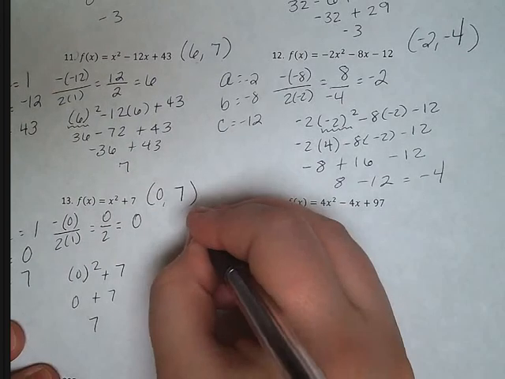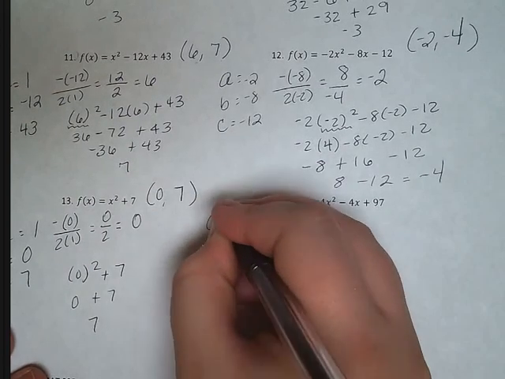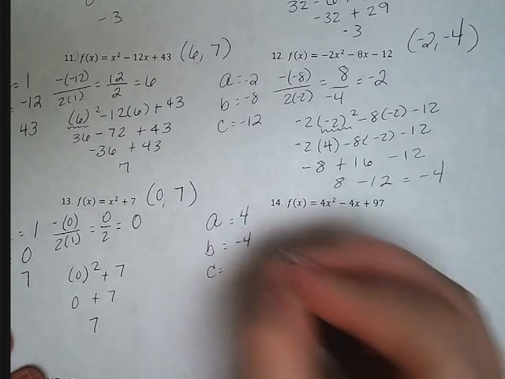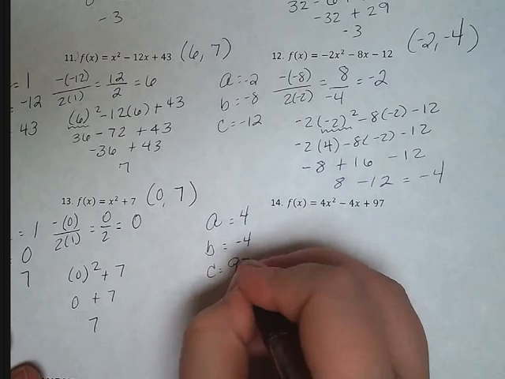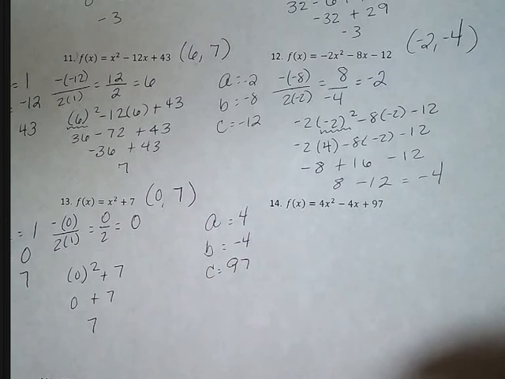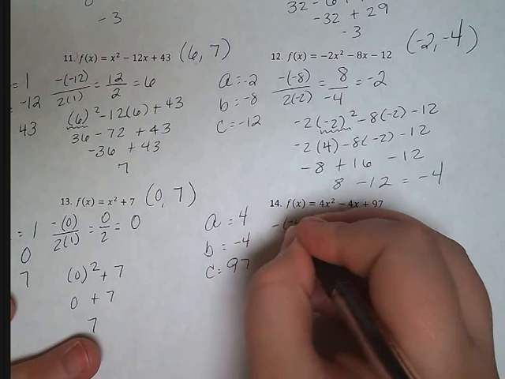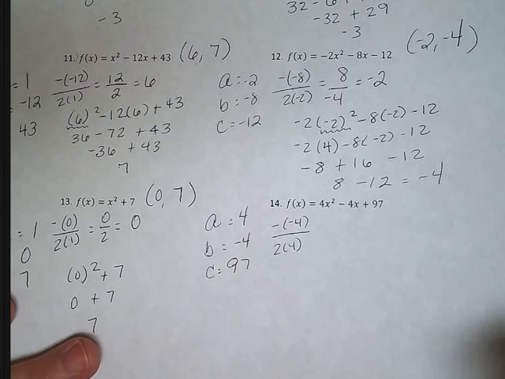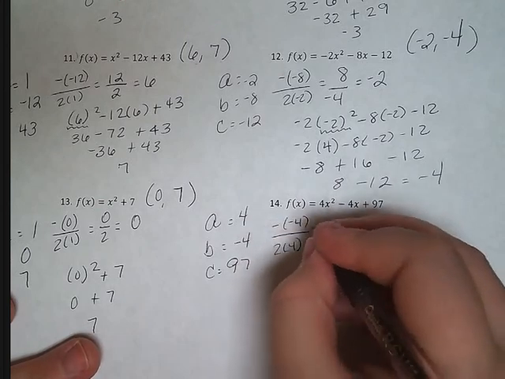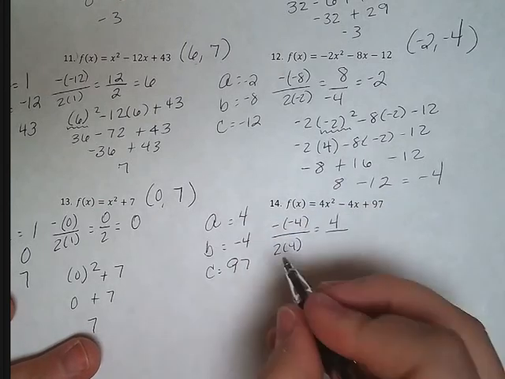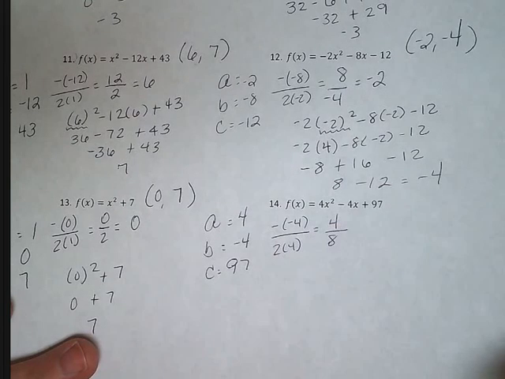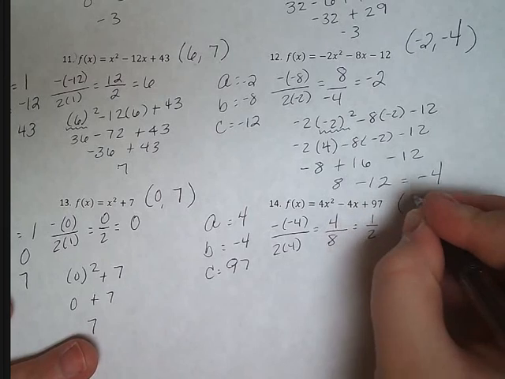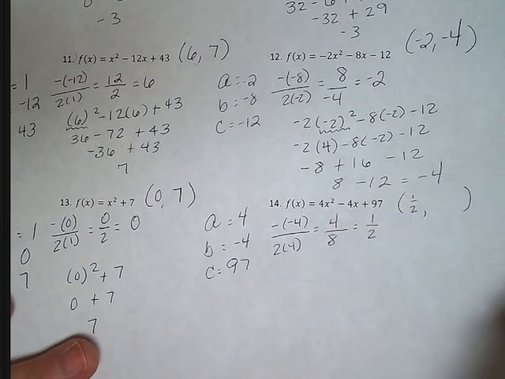Identify your A, your B, and your C first, where A is 4, B is negative 4, and C is 97. So negative B over 2A. So the opposite of negative 4 is going to give us a 4. And then 2 times 4 is 8. And 4 divided by 8 is going to give us a number of 1/2. Don't lose yourself because you see that it's a fraction.